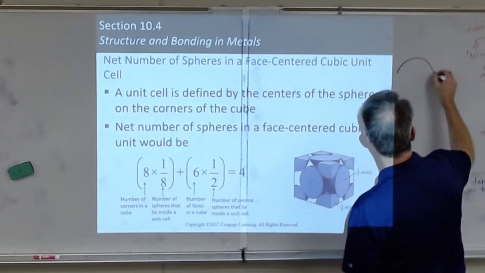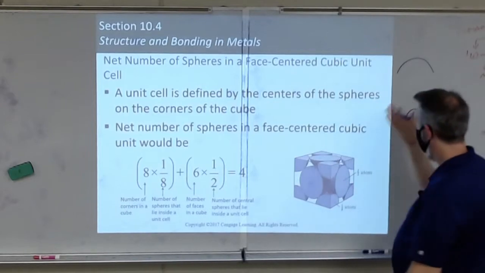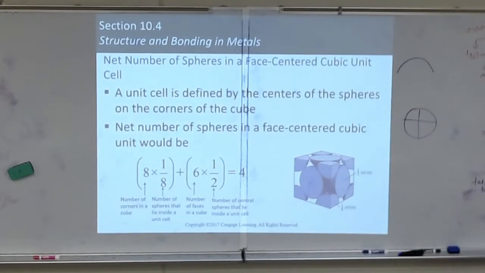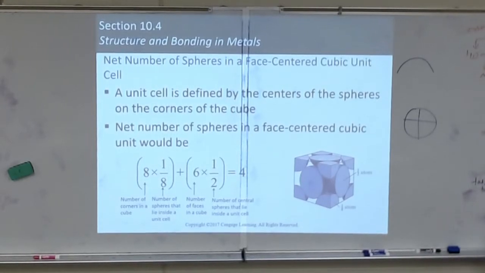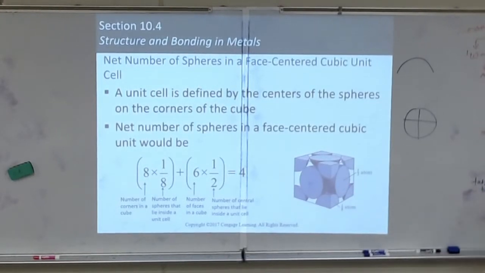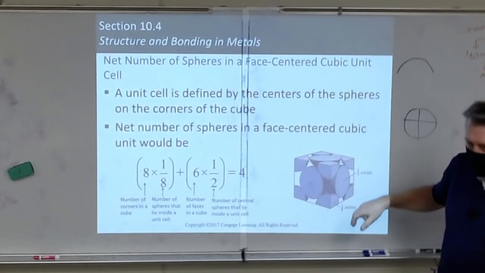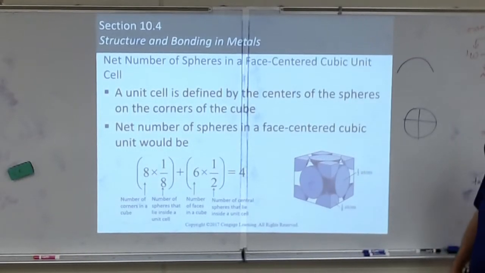Right, I got a sphere here. If I look down on it, I'm going to cut it this way, and I'm also cutting it in the middle. So each corner is an 1/8, and each face is a half. So in this one where I've got a face-centered cubic, I've got 6 half faces and 8 eighth spheres.